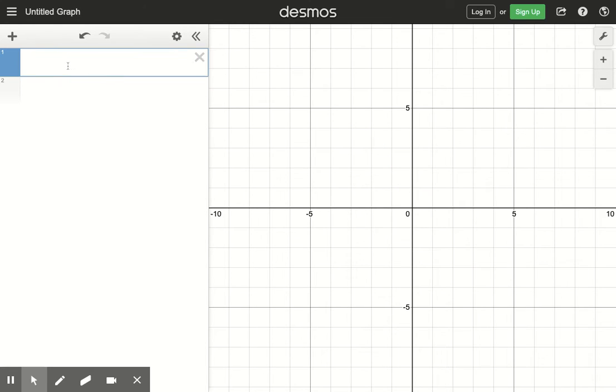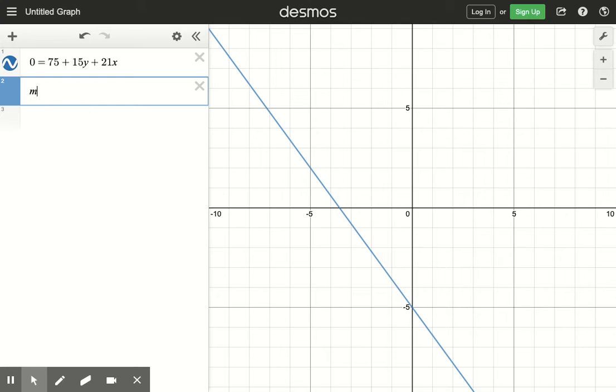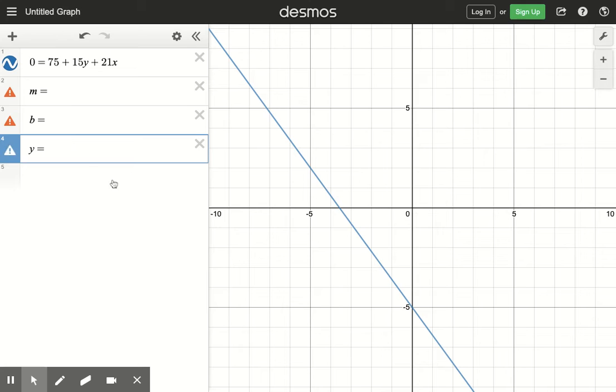So now let's look at number 8. It's the same idea. So we have 0 equals 75 plus 15y plus 21x. I'm trying to figure out my slope, and I need to figure out my y-intercept so that we can write our equation. My y-intercept is where my line crosses the y-axis, so here at 0, negative 5. So I'm going to put a dot at 0, negative 5 so that I can see it.